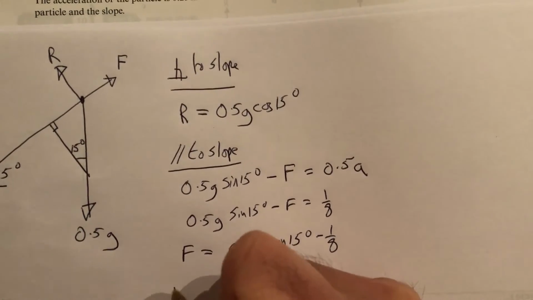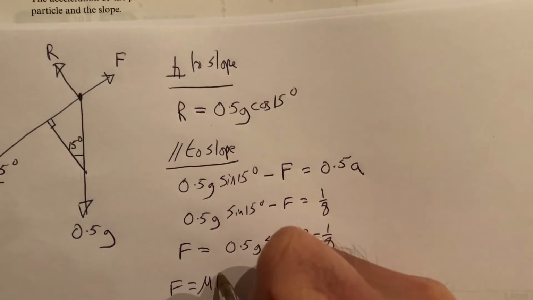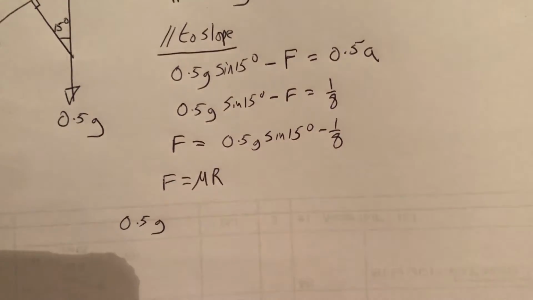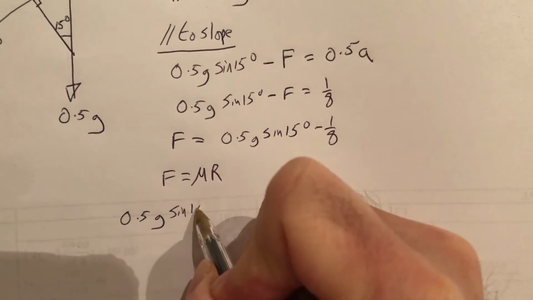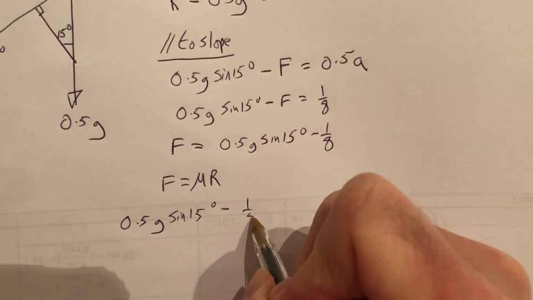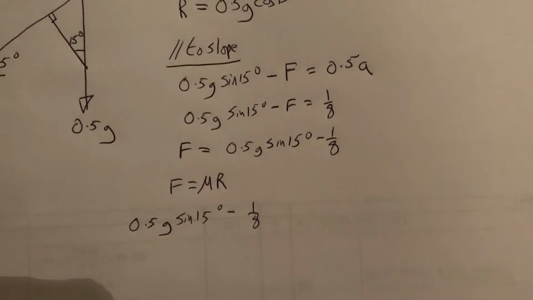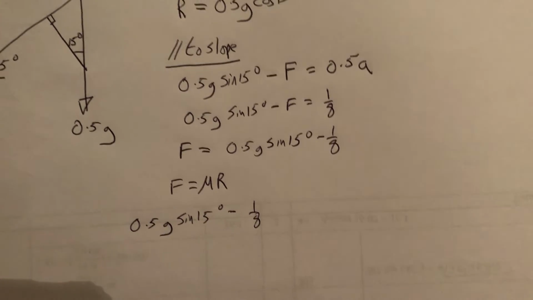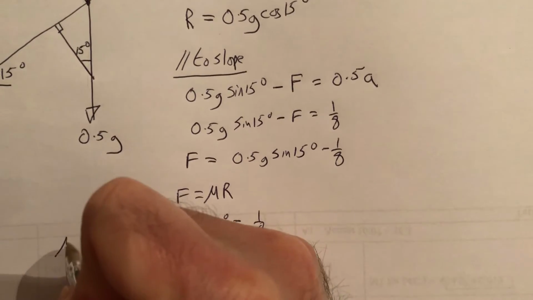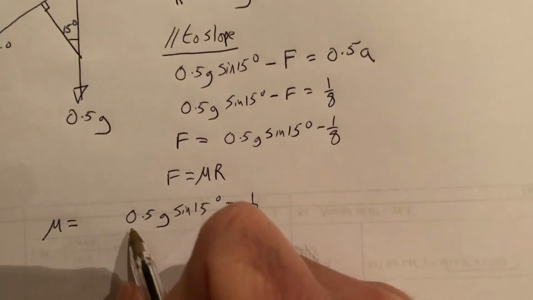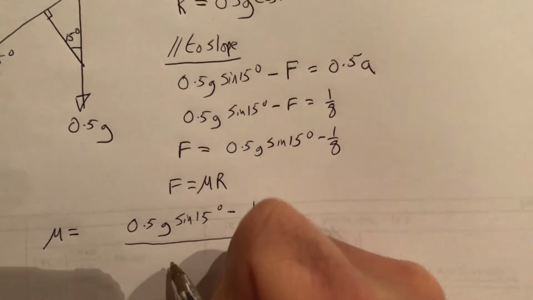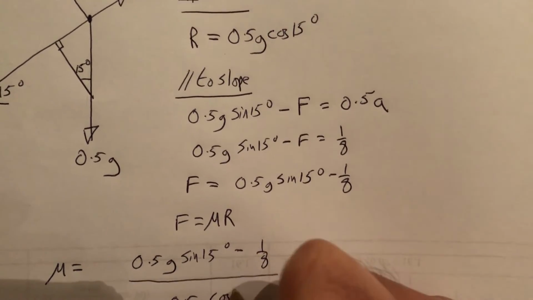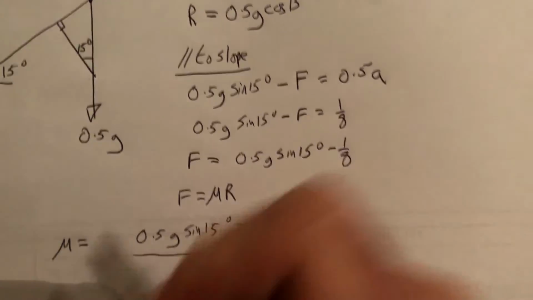Okay, and then I can put them together using F equals mu R. So I've got 0.5g sine 15 degrees subtract 1/8 is equal to mu times R. Well, if I rearrange that, I'm going to have mu is equal to F over R. So mu is equal to the friction force there over R, which was 0.5g cosine 15 degrees. And I just need to work out what that is.